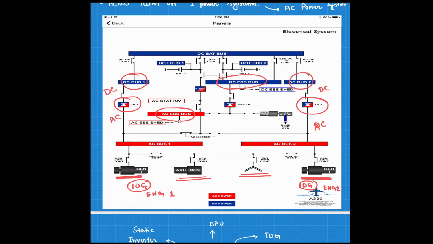Then DC bus 1 and DC bus 2 are connected to the DC battery bus. The work of the battery bus is to charge the batteries. These are the batteries of the aircraft. I'll show you in a minute where the switches are on the overhead panel, and this battery bus also supplies the DC essential bus.